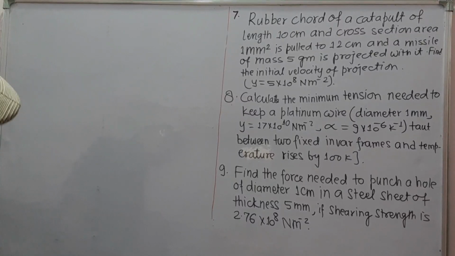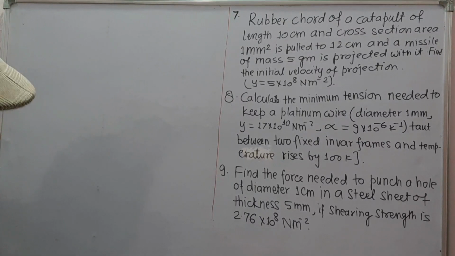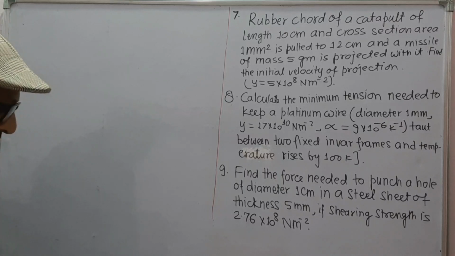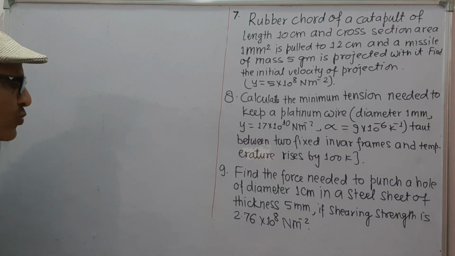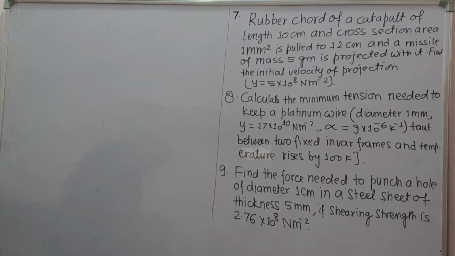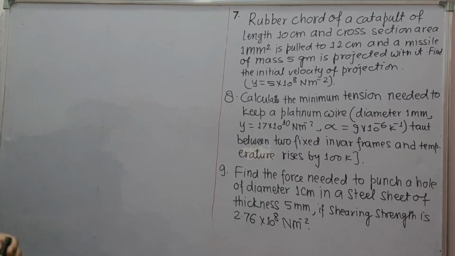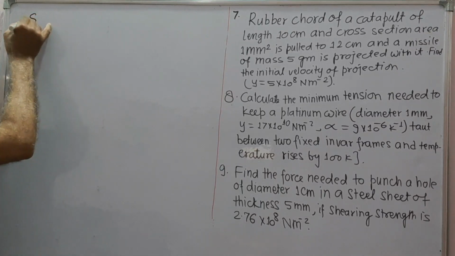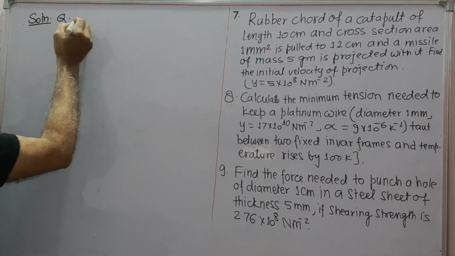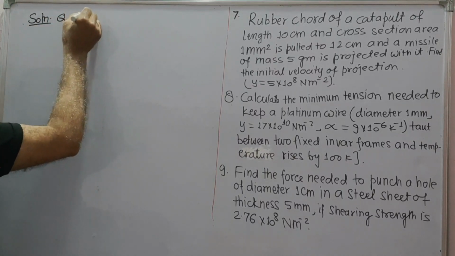Next, question number 9. Find the force needed to punch a hole of diameter 1 cm in a steel sheet of thickness 5 mm if the shearing strength is 2.76 into 10 to power 8 Newton per meter square. Solution to question 9.